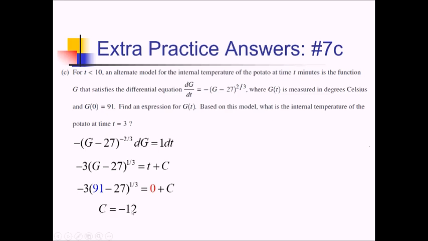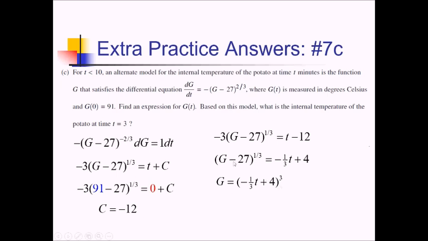Now I'm going to go ahead and plug that back into this version of my equation here. So I have negative 3 times g minus 27 to the 1/3 equals t minus 12. But I'm not quite done doing what they asked me to do, which is to find an expression for g of t. In order to do that, I have to isolate the g in here. So I'm going to divide both sides by negative 3. That's negative 1/3 t plus 4 on the other side. And then we have to raise both sides to the 3rd power to get rid of this 1/3 here. So I have all this stuff cubed, and that's going to leave me with g minus 27. I'm going to add the 27 over there to also get rid of that. So here's my g of t function.